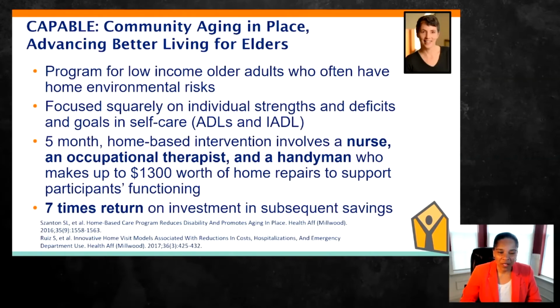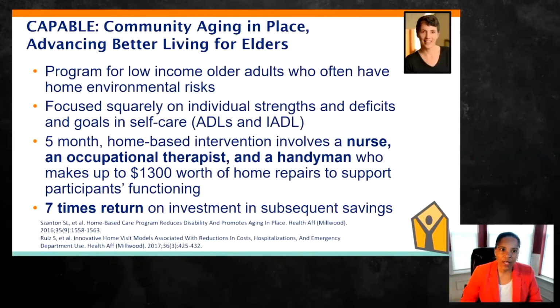And so one really wonderful collaboration has been with Dr. Sarah Zanton, who is a professor of nursing at Johns Hopkins. And she, along with some of her colleagues in nursing, developed a program called CAPABLE. CAPABLE stands for Community Aging in Place, Advancing Better Living for Elders. And I highlight this work here because it really gets at this issue of housing and what poor housing can do, or the impact that it can have on individuals.